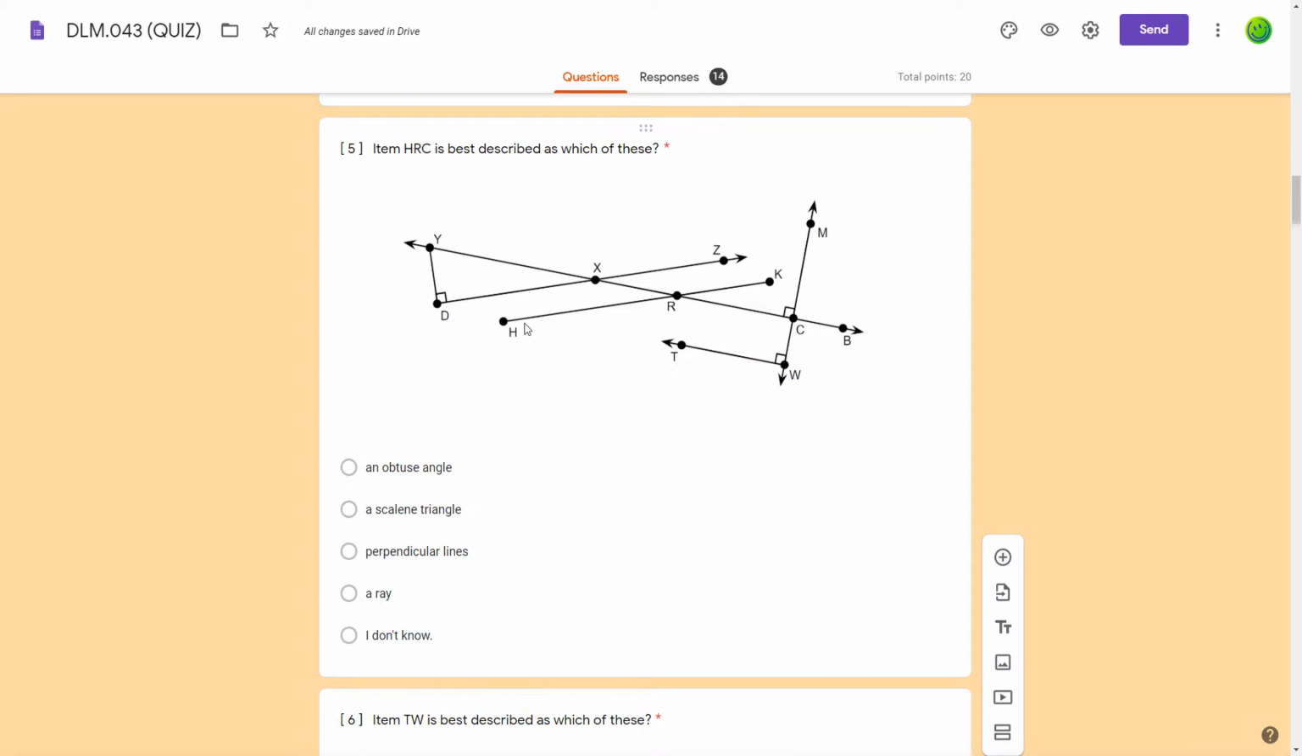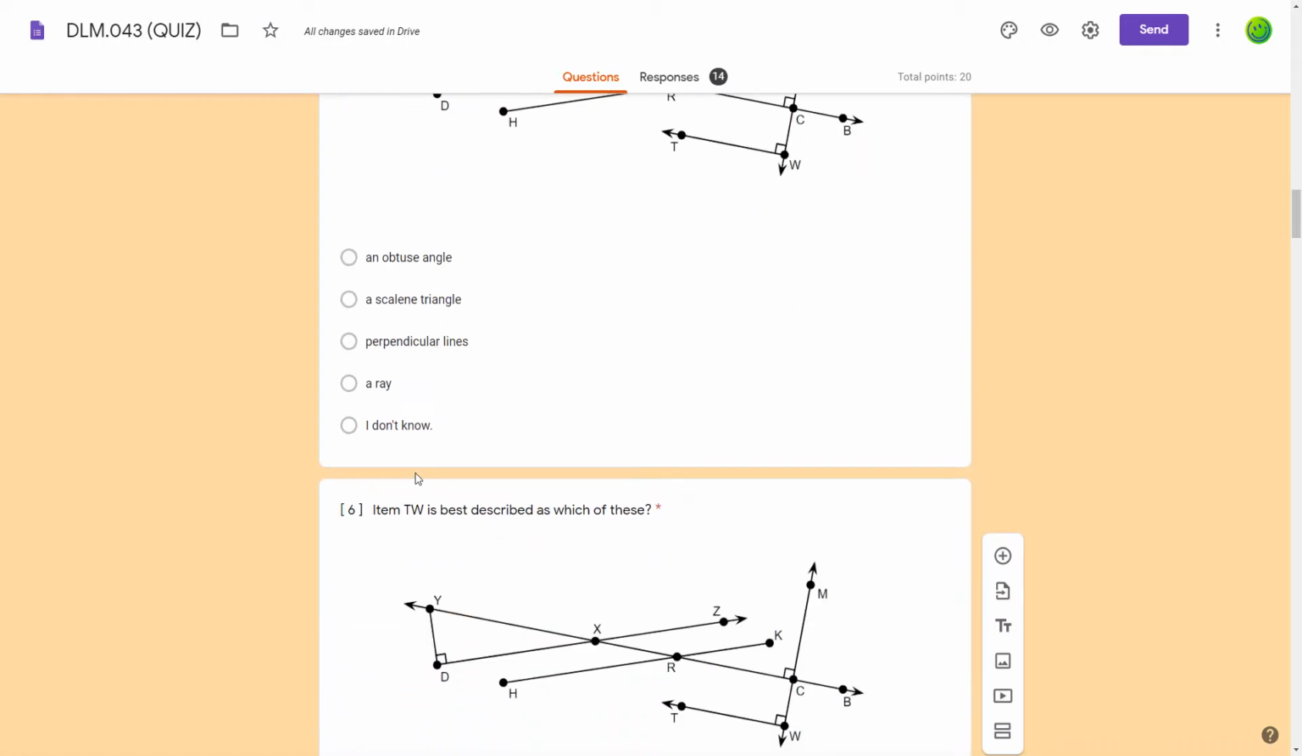Number five. We know it's an angle because it has three letters, H, R, C. One point, the vertex in the middle, and you have the last point. Let's find H, R, C. So H is there, R is the vertex, and C is over here. So that forms an angle that we ignore everything else, and that's going to be an obtuse angle. And again, you ignore everything else.